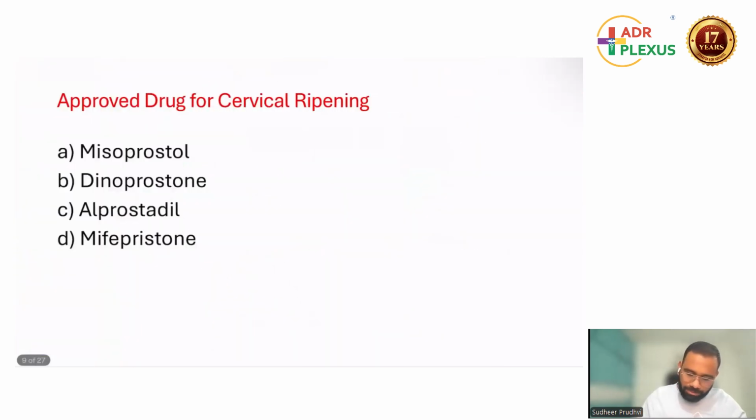And then come to the next question. Approved drug for cervical ripening. Here, obviously, we can rule out mifepristone, because this is the one which is a progesterone analog. And alprostadil, we know this is prostaglandin E1, which is useful to maintain patency of the ductus arteriosus.